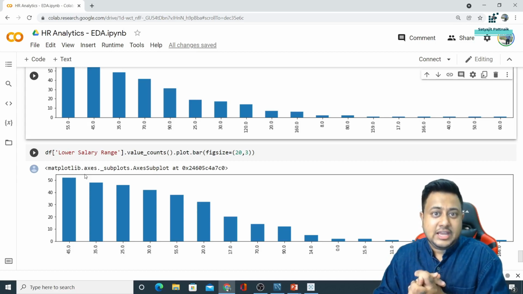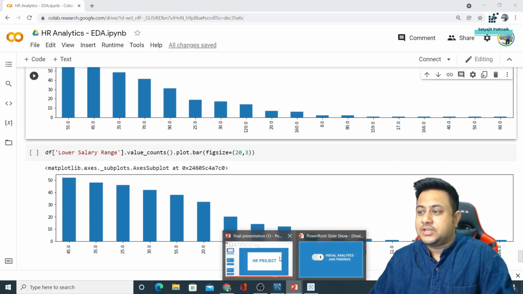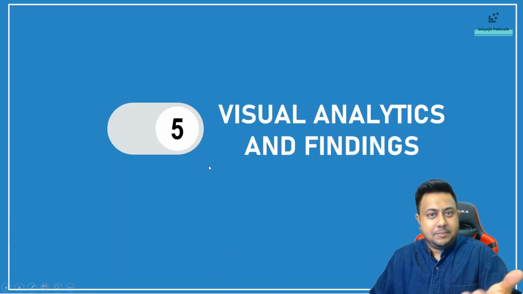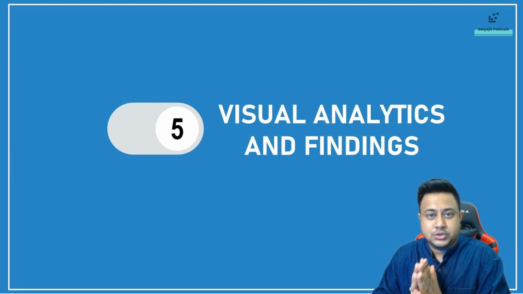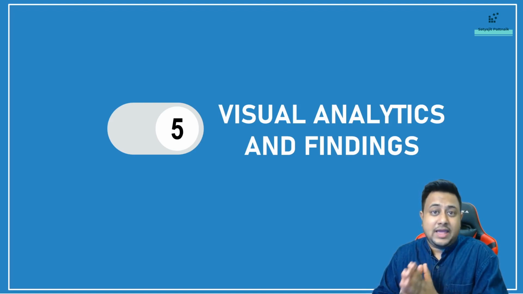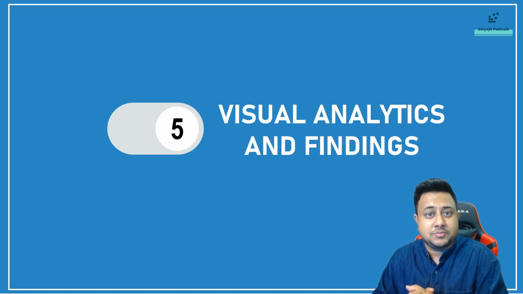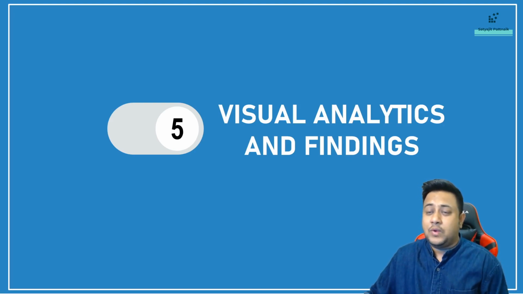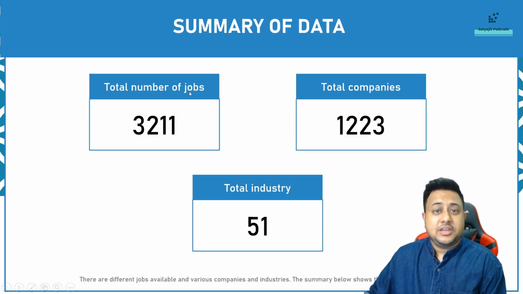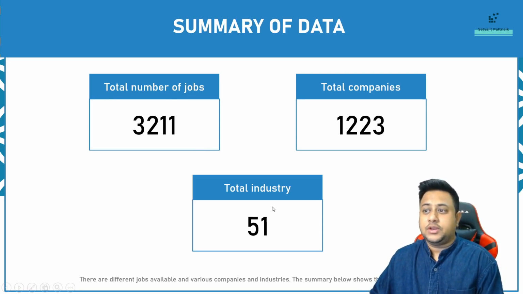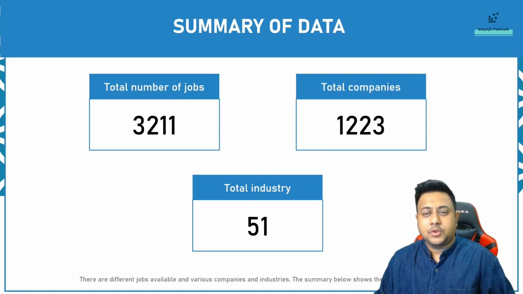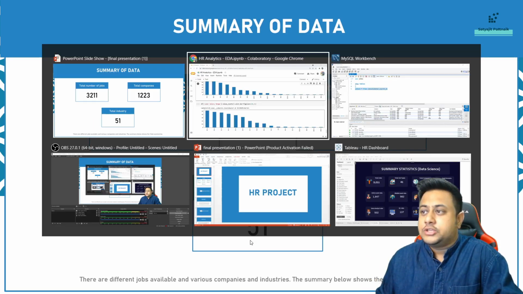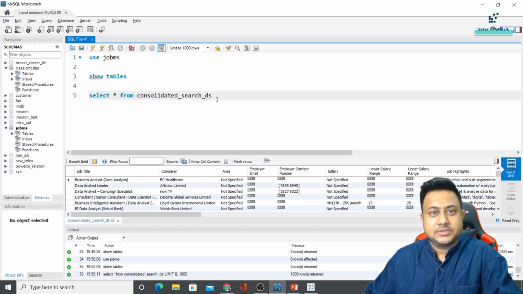So after your EDA has been done, I started capturing these results in my PPT file. Okay. And to be very honest, this presentation was created by one of my students. A lot of thanks to Jay Charole. He is the creator of this PPT, and you can see it is very well done. I liked it. Summary of data: total number of jobs, this many; total companies, this many; total industries, this many. You can get this data from Python, or else you can directly get it from the SQL database as well, right?